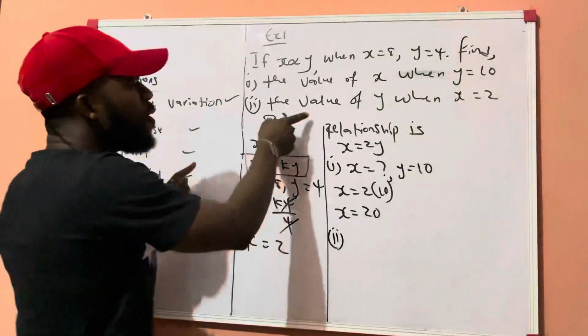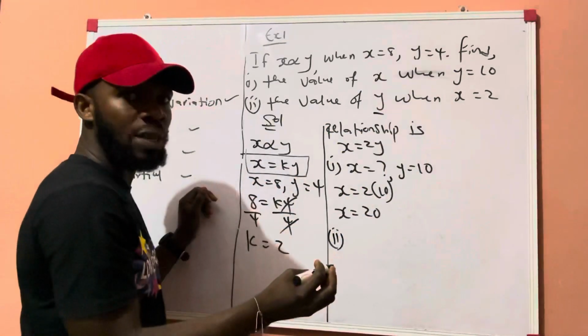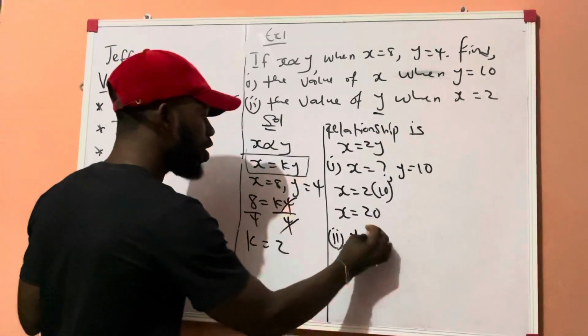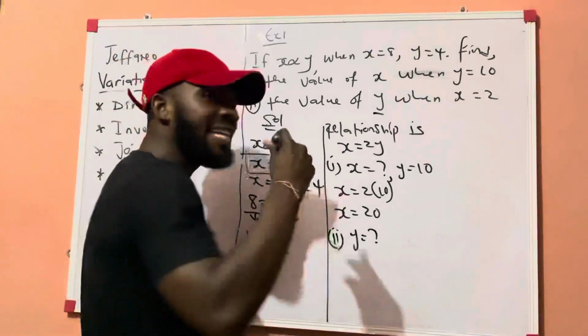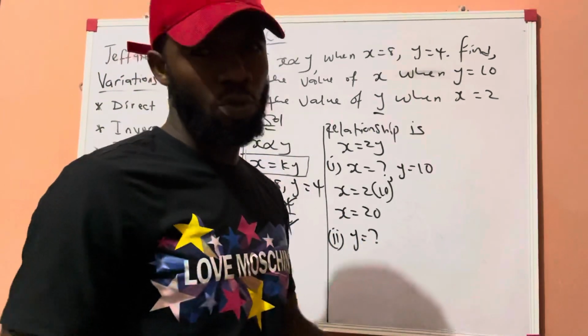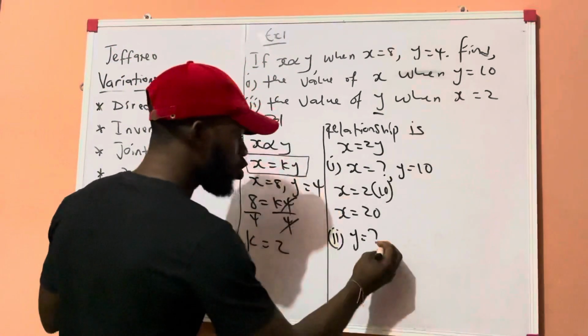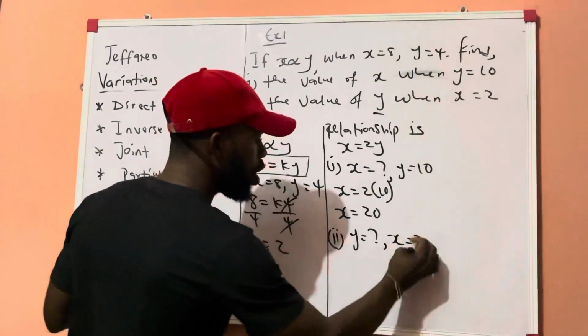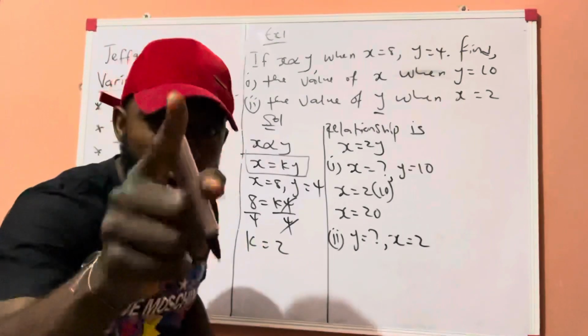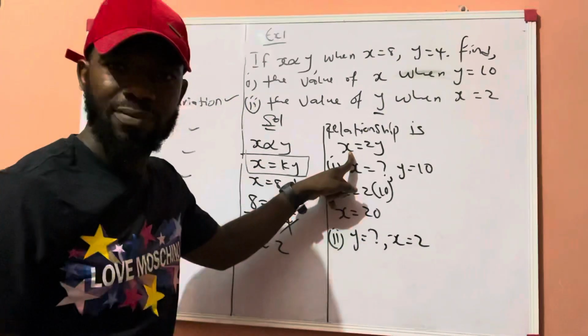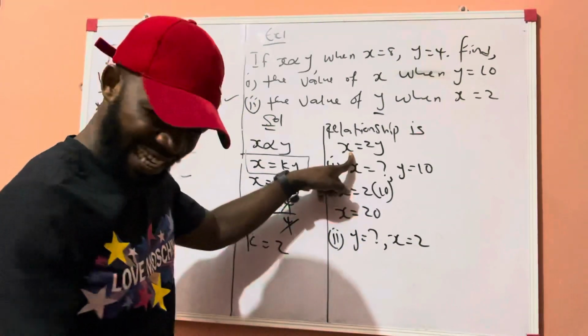Now, class, let's go to Roman figure 2. Roman figure 2 says, find the value of y, meaning what's our unknown now? y is unknown. Anything you are finding, you don't know, so it becomes a question mark. Now, when x is 2, class, x now is 2. What does that mean? What are we still using? The relationship. That's the key. That's the key to opening the door.